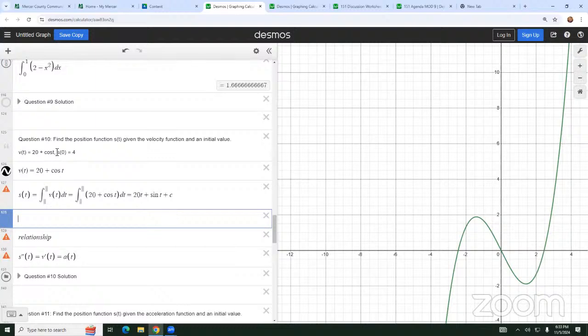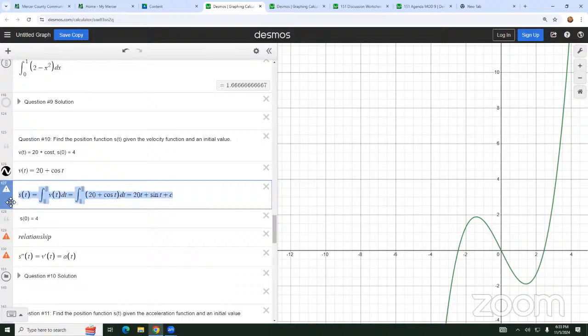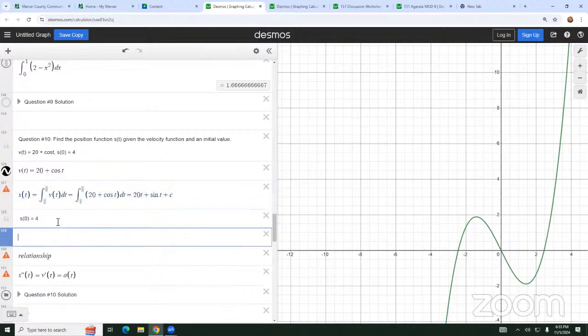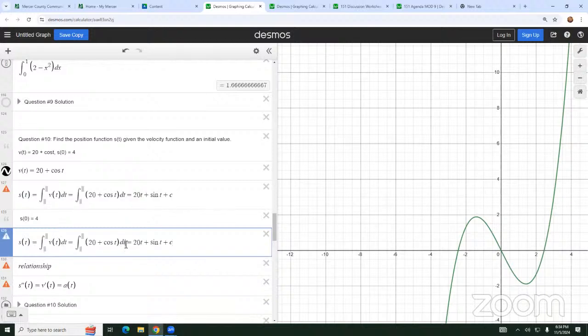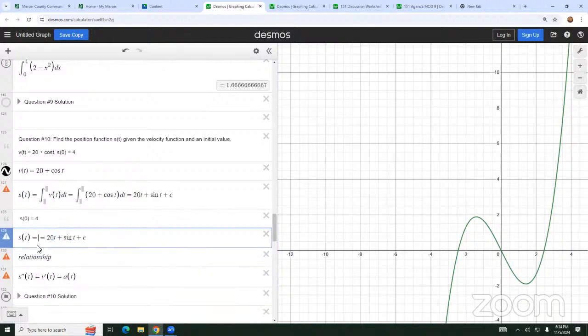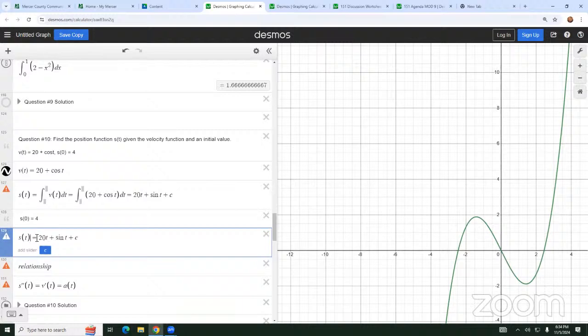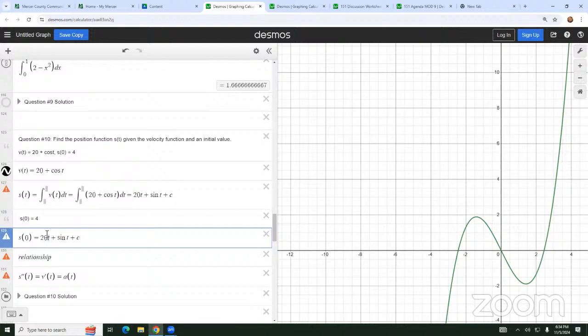Except for this, they tell you S of 0 equals 4. So they're giving you that. If I take this thing and copy it down, okay, let me get rid of all the work in between. So I have S of t is equal to this, right? But if I plug in a 0, that would be 20 times 0, and that would be the sine of 0, plus a constant. And that's supposed to equal 4.